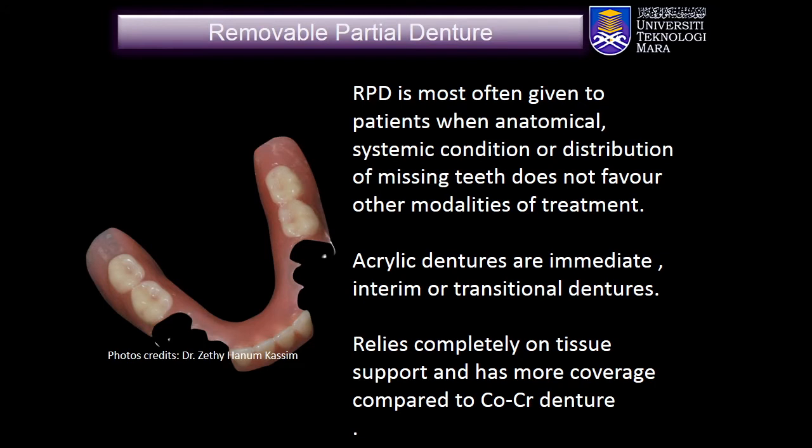The least preferred option by both clinicians and patients is the removable partial denture, or RPD. It is most given to patients when anatomical, systemic condition, or distribution of missing teeth do not favor other modalities of treatment. For the clinicians, it is due to the biological burden of disease associated with this type of prosthesis, due to the extent of coverage of the patient's teeth and tissues. For a patient having a removable prosthesis, it may be quite cumbersome or even embarrassing, as it has to be removed for cleaning and at night time to allow tissues to rest.